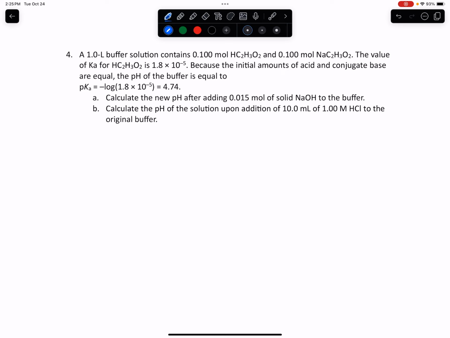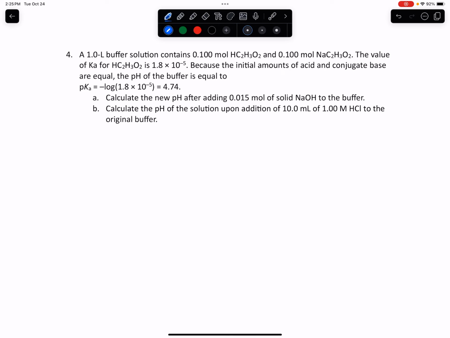And in this problem, we have a buffer solution and we're adding small amounts of a base in the form of sodium hydroxide, or acid, to the buffer. We're going to calculate what the new pH is. To make the problem simple, the pH of the buffer is already given to us, 4.74, and we just have to take it from there and compare.